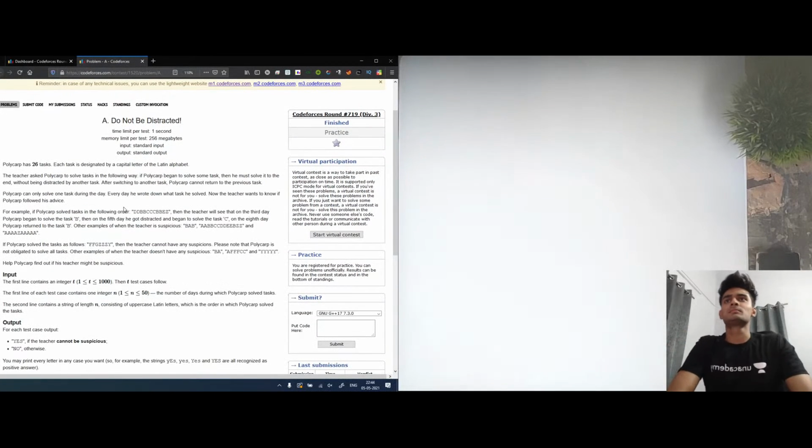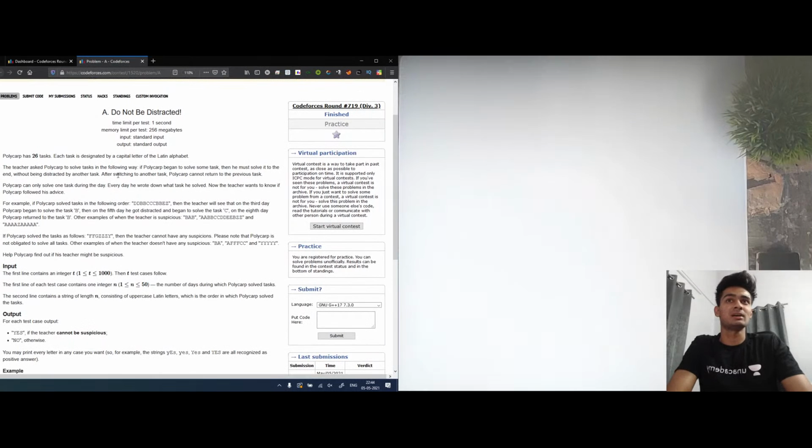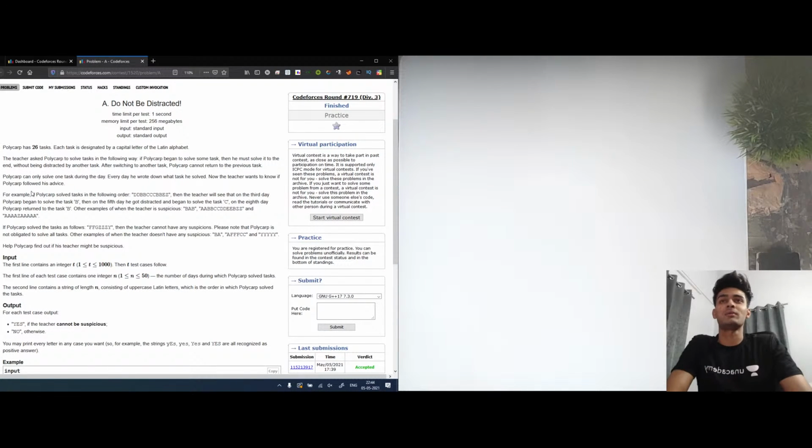So the first question says that Polygraph has 26 tasks. Each task is designated by a capital letter of the Latin alphabet. The teacher asks Polygraph to solve tasks in the following way. If Polygraph began to solve some task, then he must solve it to the end, without being distracted by another task. After switching to another task, Polygraph cannot return to the previous task. Polygraph can only solve one task during the day. Every day he wrote down what task he solved. Now the teacher wants to know if Polygraph followed his advice.